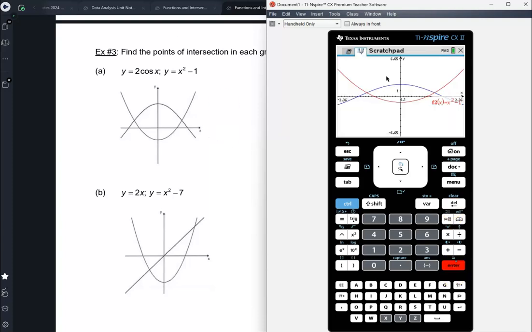That looks exactly like the graph. Similar. Okay, and then you could go ahead and find the intersection. So why don't you go ahead and do that, up to 3 decimal places.